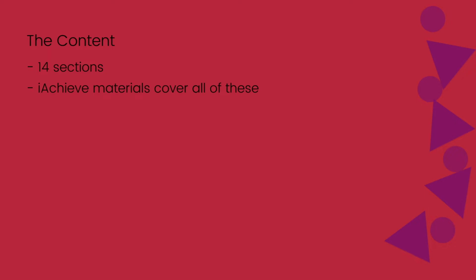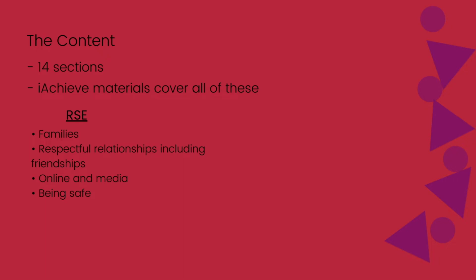The content. The statutory guidance comprises 14 sections that should be covered before students leave secondary school, and the iAchieve materials cover all of these. They fall into 2 categories, which are then broken down into smaller components. Relationships and Sex Education, RSE. Families, respectful relationships including friendships, online and media, being safe, intimate and sexual relationships including sexual health, the law.